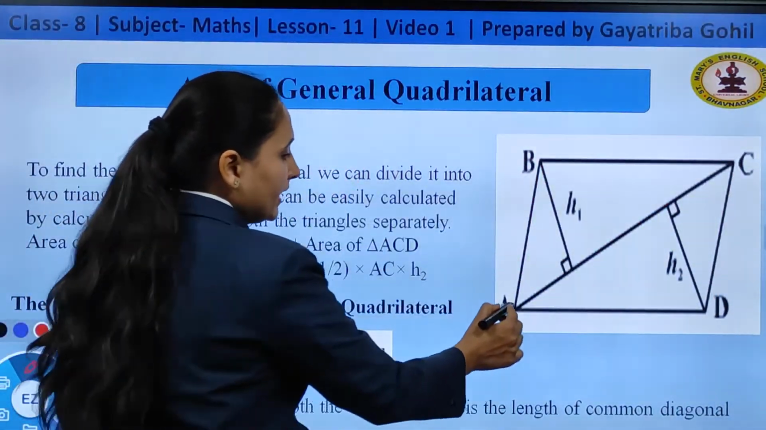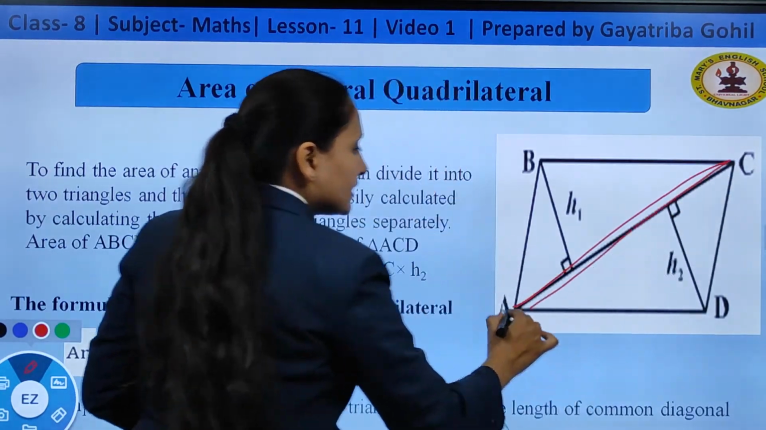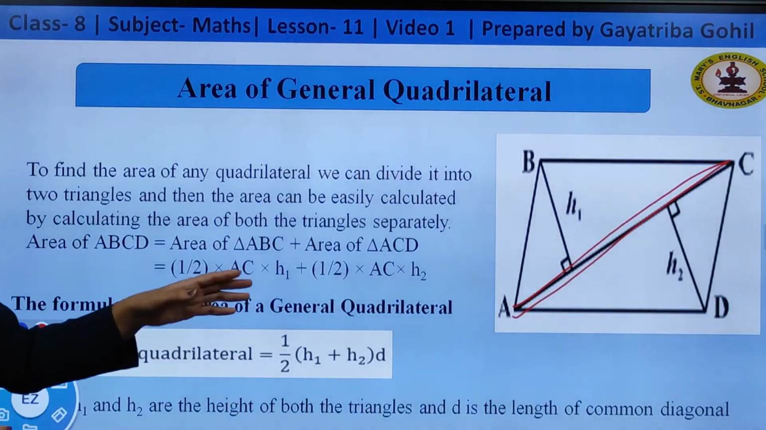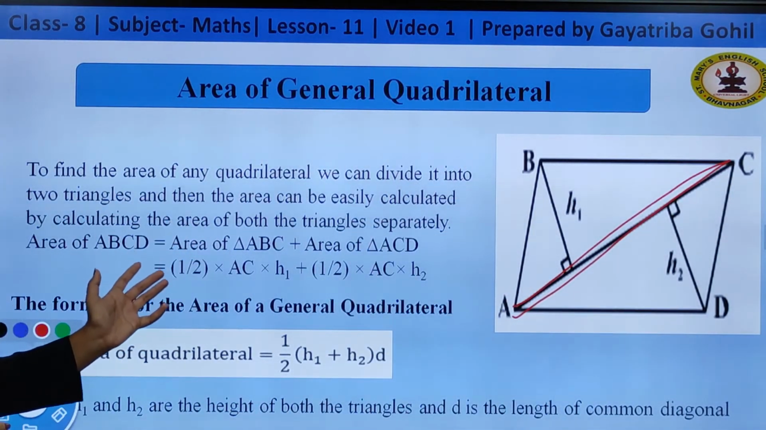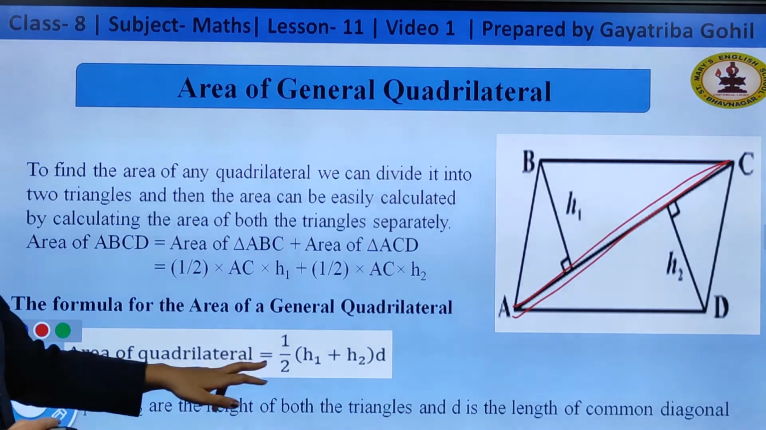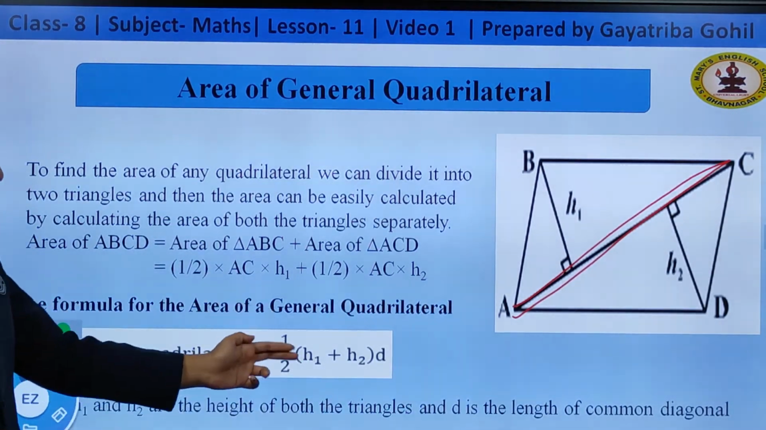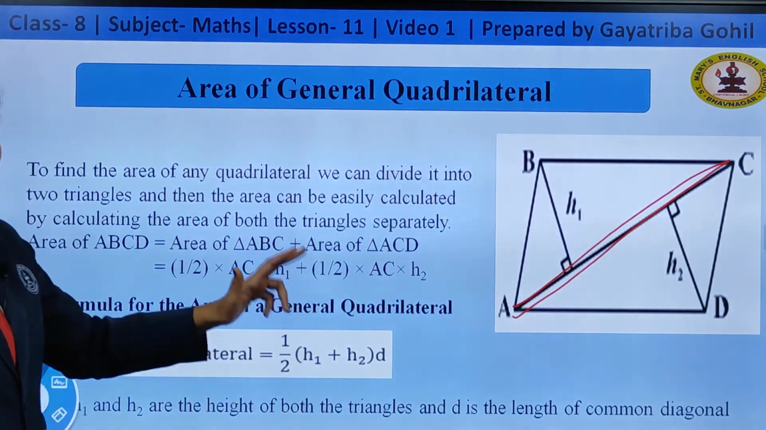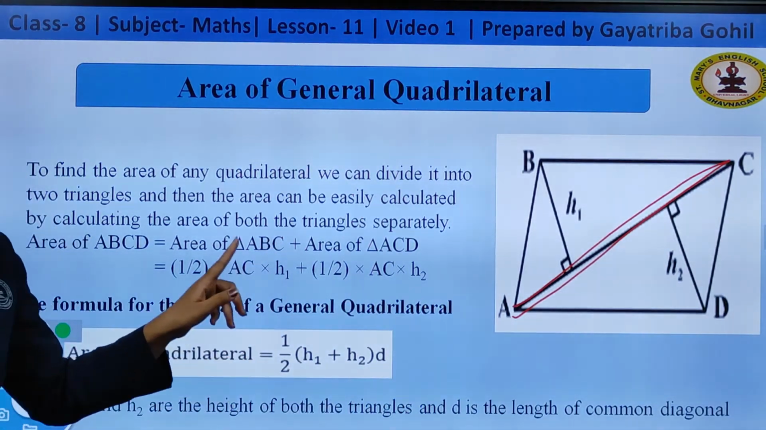Look carefully. What is AC? AC is the diagonal. So, I can take half and AC in common. What will be left inside the bracket? H1 and H2. So, half into (H1 plus H2) into D. What is D? D is the diagonal.